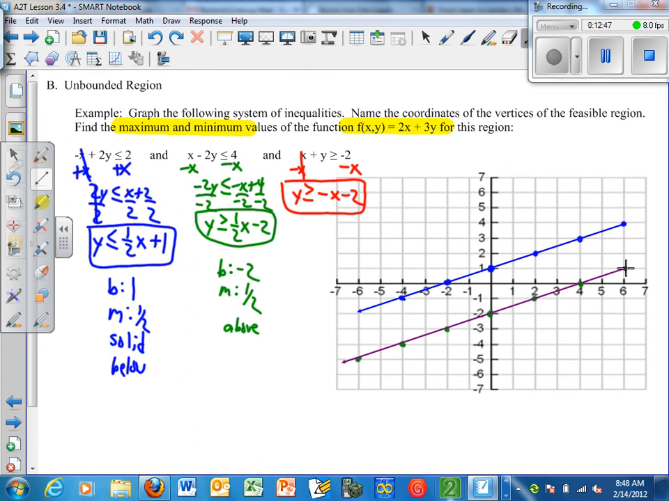So we're going to be just like that. Okay, so right now I'd be above. So if I shaded here, I'd be below the blue line, above my purple. So basically it's in between those two parallel lines right now. Okay, let's go to this last one.